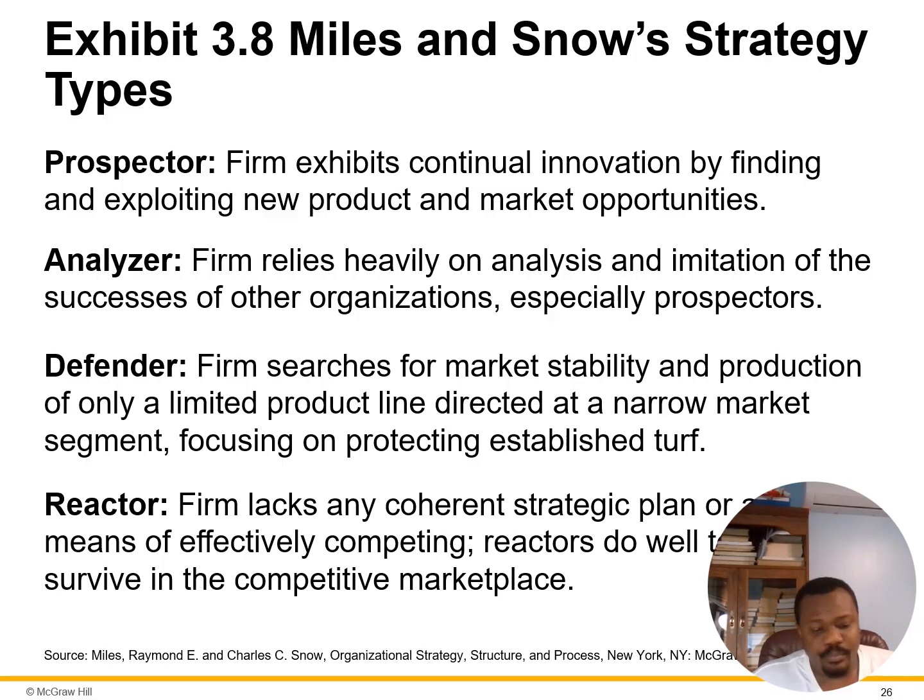That focuses on protecting established staff. So Miles and Snow's strategy types were based on prospector, that's the first term, and it's the continual innovation and exploiting new products and market opportunities. Then we look at the analyzer, where the firms rely heavily on analysis and imitation of the successes of other organizations, especially prospectors. Then we come to the defender.